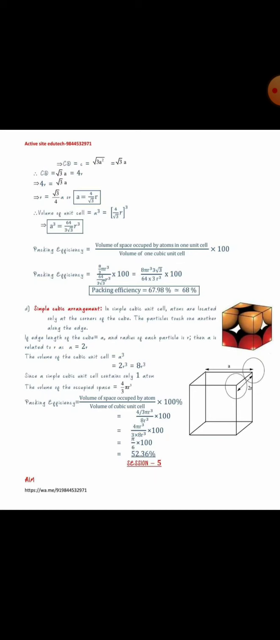So the packing efficiency will be equal to volume occupied by constituent particles divided by total volume of unit cell into 100. That's equal to 4 by 3 pi R cube divided by 8 R cube into 100. So when you solve this, it becomes 52.36%. So in case of simple cubic arrangement, the packing efficiency is 52.36 and it's approximately taken equal to 52.4%.